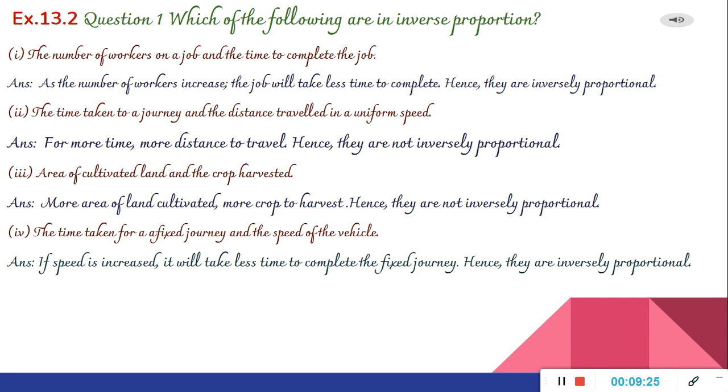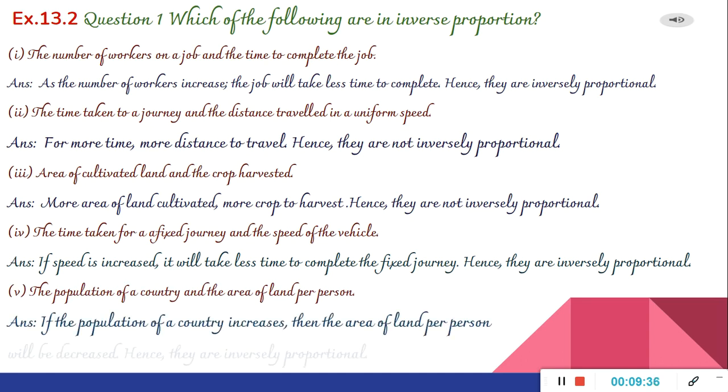The fifth one, the population of a country and the area of land per person. If the population of a country increases, then the area of land per person will decrease, right? So hence they are inversely proportional. So here, which questions are inverse proportion? Question number 1, then question number 4 and question number 5. 1, 4 and 5 are inversely proportional.